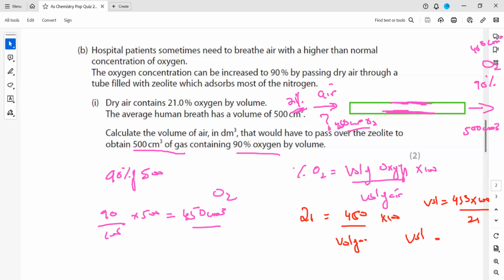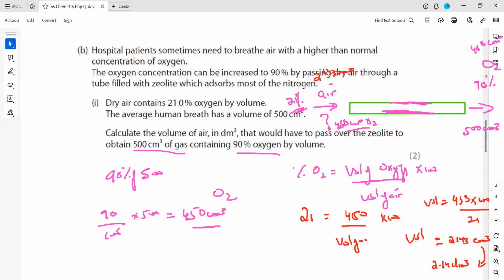So this is about 2143 cm cube. That's the volume of air. But we need the answer in dm cube, so we divide by 1000. So it will be 2.13 or 2.14 decimeter cube.